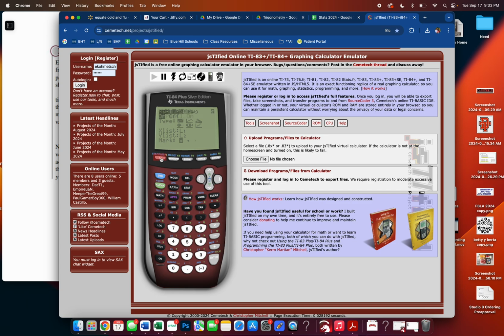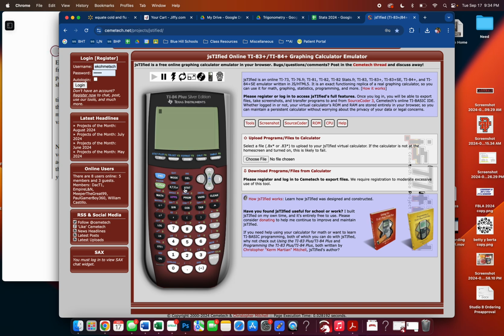If I go second y equals again, it'll show my plot is on. If you ever get to a screen where you don't want to be anymore, you can go second mode, or second quit, and it will take you back to the main screen. So I have my plots on. My scatter plot is turned on. It will give me a scatter plot now. Great, except it won't because I don't have any data in there.